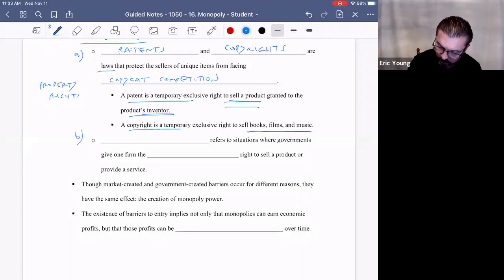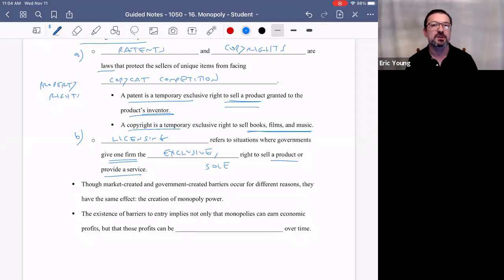Another form of this is what we're going to call licensing. Licensing refers to a situation in which the government gives one firm, and here's what's critical, the exclusive right, the sole right to sell a product or provide a service. You see this a lot with things like utilities, but you also see it in some cities with things like, there's a lot of examples.